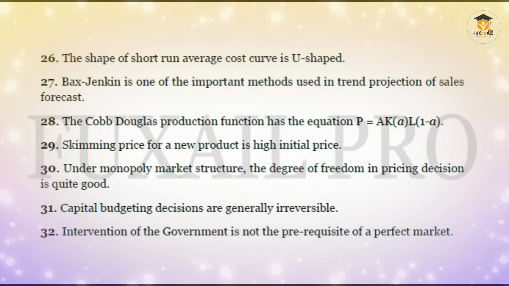26. The shape of short-run average cost curve is U-shaped. 27. Box-Jenkins is one of the important methods used in trend projection of sales forecast. 28. The Cobb-Douglas production function has the equation P equals A K^a L^(1-a). 29. Skimming price for a new product is a high initial price. 30. Under monopoly market structure, the degree of freedom in pricing decision is quite good. 31. Capital budgeting decisions are generally irreversible. 32. Intervention of the government is not a prerequisite of a perfect market.